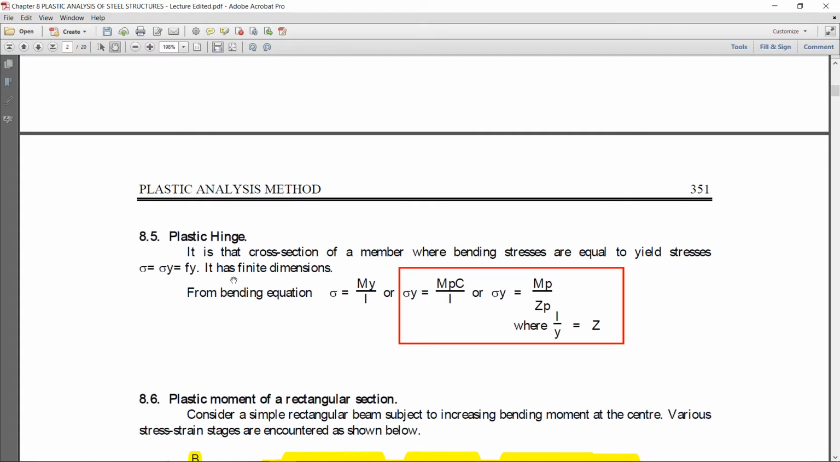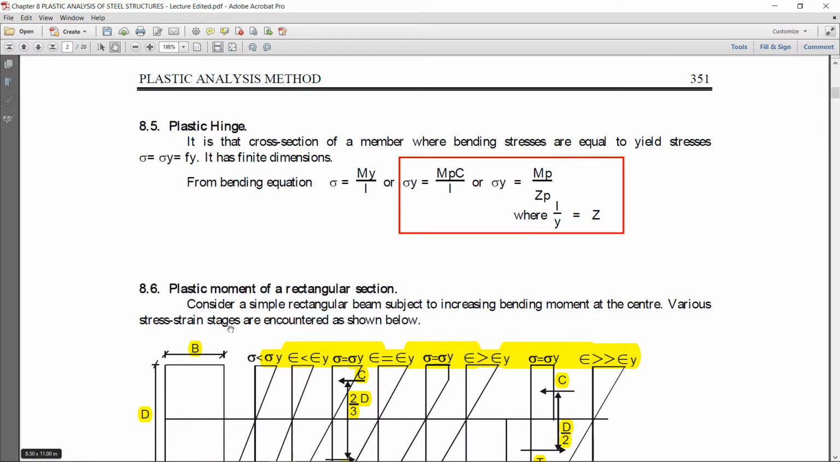Okay, it has finite dimensions. From the bending equation that we already know, that is the basic bending equation: sigma, which is stress, is equal to M y over I, where M is the moment, y is the distance from the neutral axis to the extreme fiber, and I is the moment of inertia. Okay, that is simple. When it reaches the yield point, then the stress will be yield stress, and the moment will be the plastic moment. Okay, and here y is replaced by c, that is just nomenclature, and I is I.